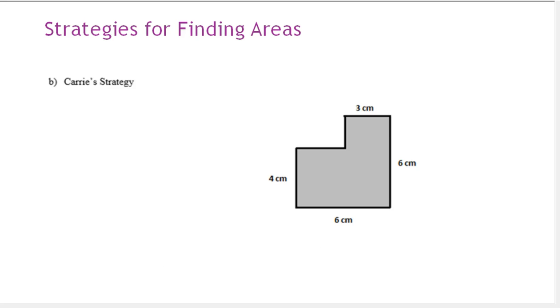So let's start with Carrie's strategy. Okay. She decided, I am going to cut this into 2 pieces, and I am going to find the individual areas of these 2 rectangles. So I'm going to draw them separately. There's this rectangle right here. We'll call this 1, and we'll call this 2.